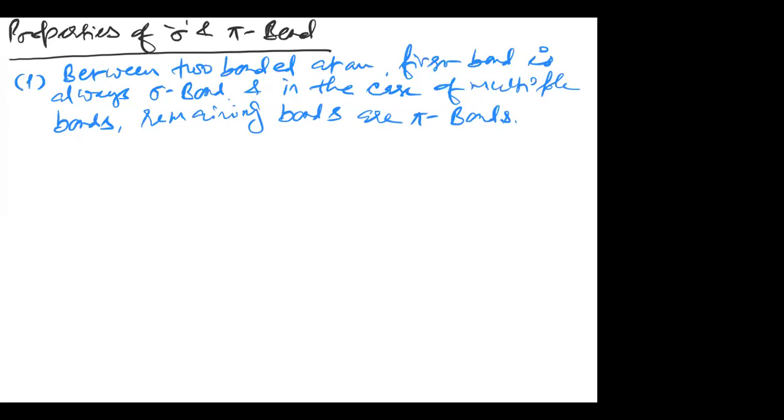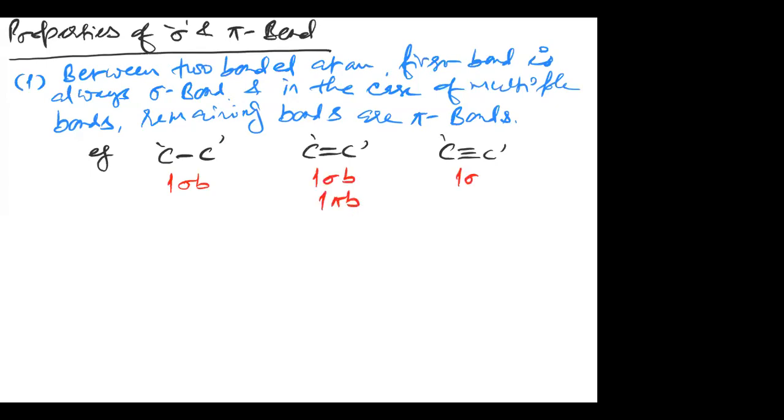For example, if we have a carbon-carbon single bond, a carbon-carbon double bond, and a carbon-carbon triple bond here, the single bond is only 1 sigma, the double bond is 1 sigma and 1 pi bond, and the triple bond is 1 sigma bond and 2 pi bonds.